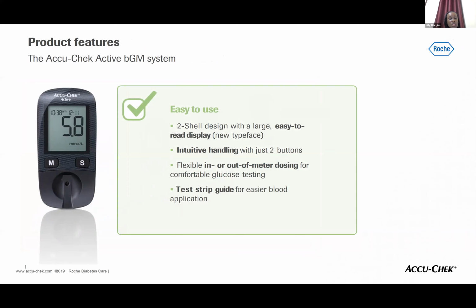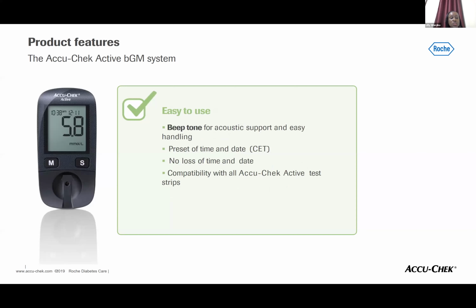So basically how it looks is like that. It has a two-shell design with a large display, like what we talked about in terms of display. It has two buttons just for the settings and the memory, and it has what we call a flexible in-out of meter dosing for glucose testing. And it has the test strip guide where you actually insert the strip. It has a beep tone. The moment you insert a strip, the meter goes on, and it comes with a preset date and time. So you can never lose data, irrespective of whether you remove the battery or not.